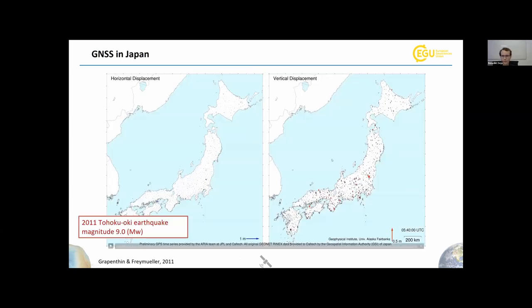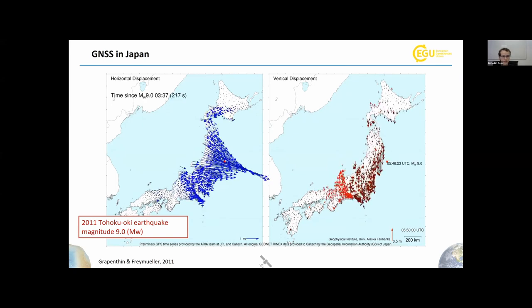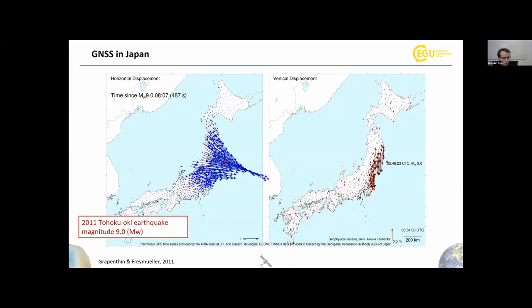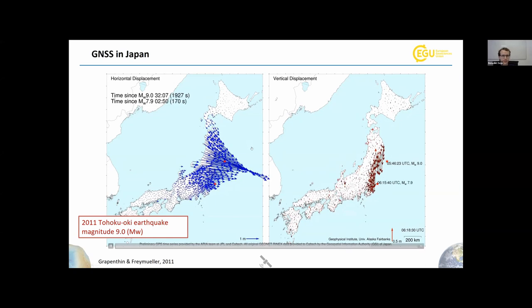Since we are already speaking of earthquakes, this is, for example, also visible in Japan, where there's a very dense network of GNSS stations available. And this animation shows the deformation due to the Tohoku-Oki earthquake during the year 2011, which caused an offset of multiple meters, actually, in the horizontal components. You can see the ground deformation lasting much longer than during the earthquake. It's also then causing an aftershock here, which can be well observed by GNSS.